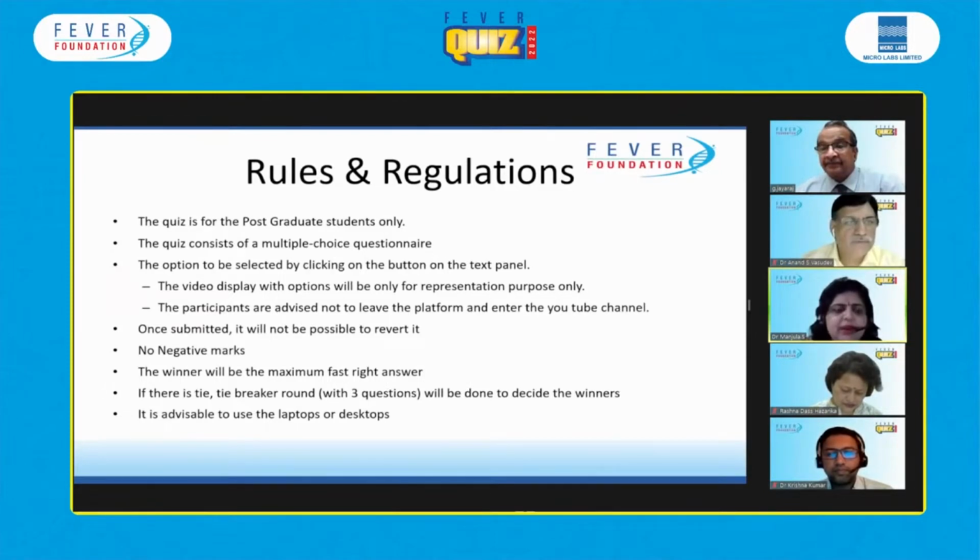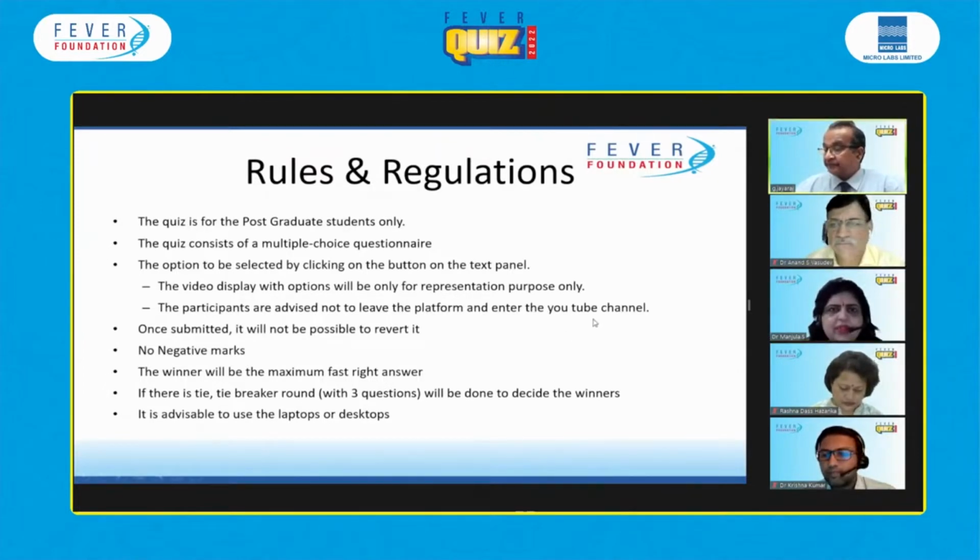There is no negative marking in the quiz. The winner will be the maximum fast right answer. Who is the fastest, but he has to give the right answer. Whoever gives the maximum such responses will be the winner. In the event of a tie, a tiebreaker round of 3 questions will be done to decide the winner.